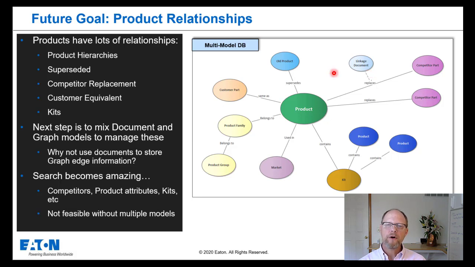So at this point, if you consider all this together, our search becomes really amazing. Now we're looking at competitors, product attributes, all this together. You can still, in our models, go and search all the product stuff, but now you can even look at what it's related to. So what 400 amp products do we have that compete with these guys that are in this kit? I don't know. You can go crazy with the different kinds of searches that you do.